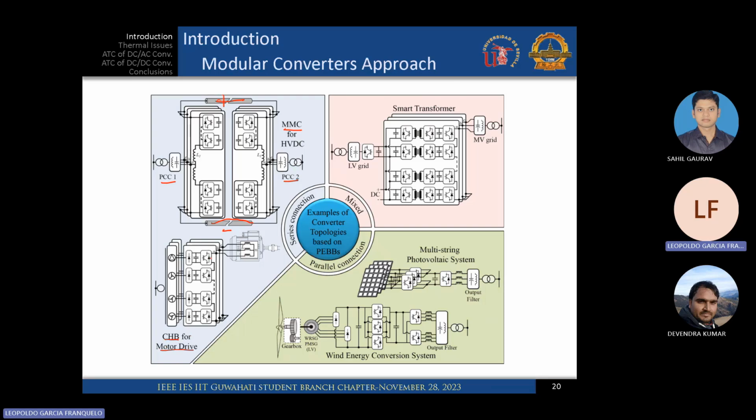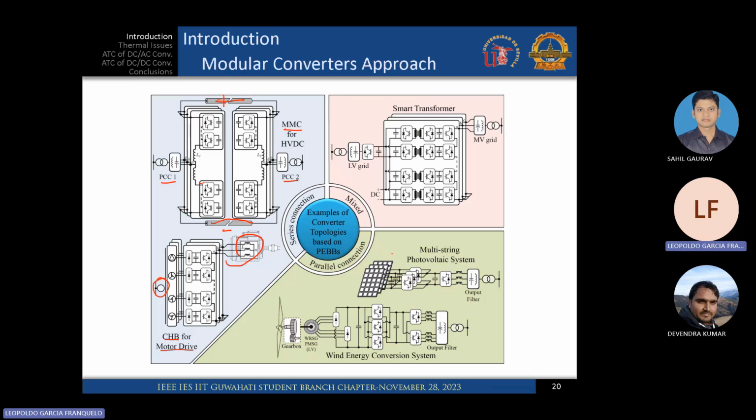These are only two examples. Of course, we have many examples. In this case, from this grid, we connect a motor. So this is the motor drive.